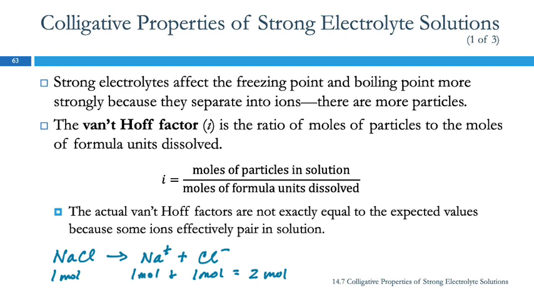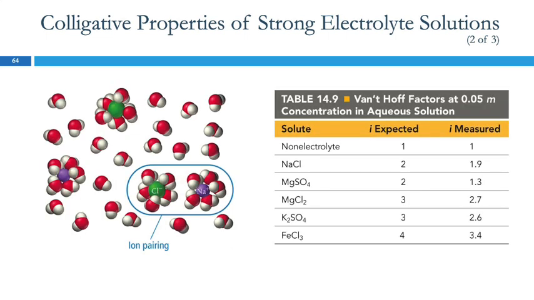Well, it turns out that nothing's quite that straightforward. The Van 't Hoff factor, which is given the symbol i, which is different than the math i, is the ratio of the moles of particles to the moles of formula units dissolved. The reason these are not the same as the expected value is that some ions effectively pair up in solution. Here we have an illustration of a sodium chloride solution, and even though the sodium and chloride are surrounded by water molecules, they can still be attracted to each other and want to hang out together. If these are hanging out together, then they're going to act like 1 particle instead of 2.